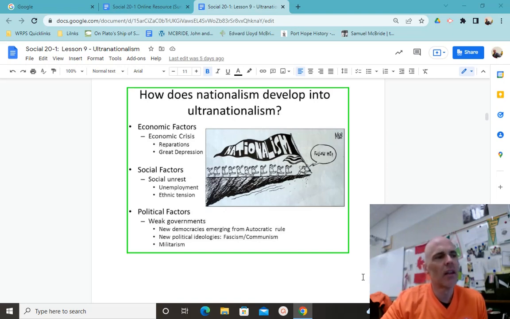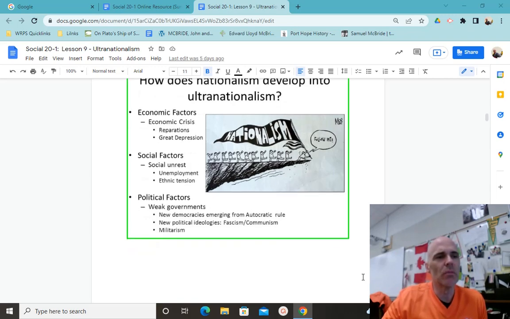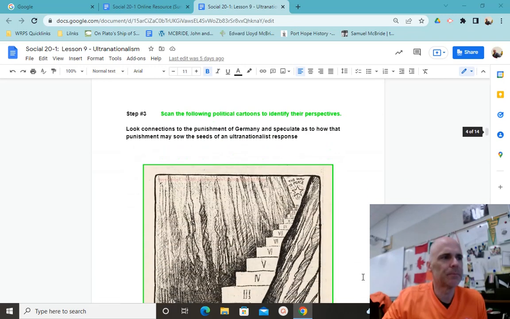And finally, the new democracy emerging from the autocratic rule was forever associated with the defeat of World War I and the unjust treaty, and therefore the people had very little faith in the Weimar Republic at best, and at worst they saw them as criminals, as being guilty of treason, betraying the German people.